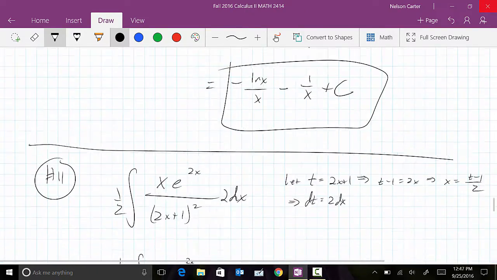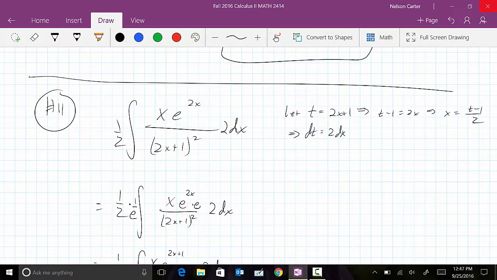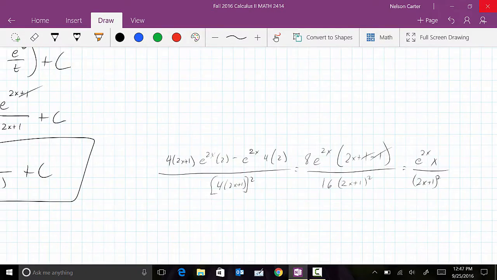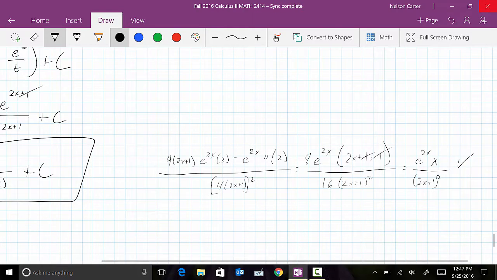What was that? x e to the power 2x all over (2x plus 1) all squared. So that means we checked it, we differentiated it, we got the same thing. So that means it's good. That's definitely the right answer.